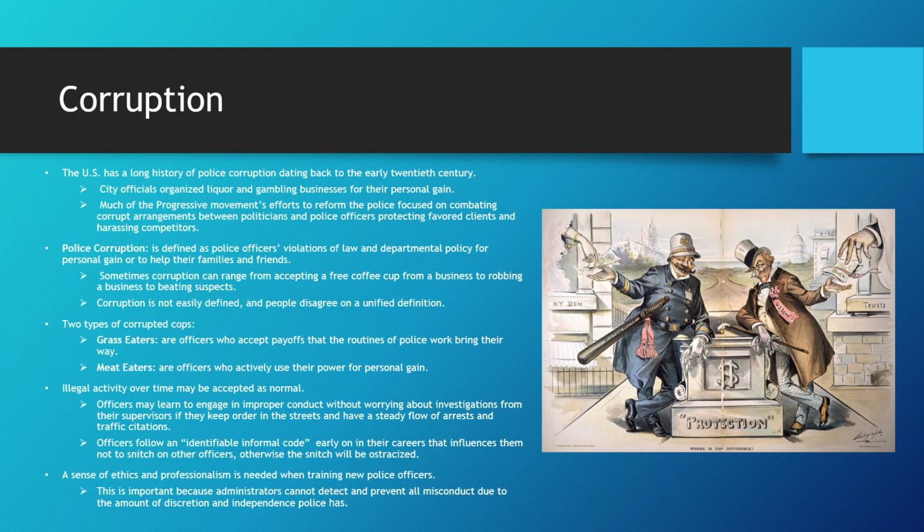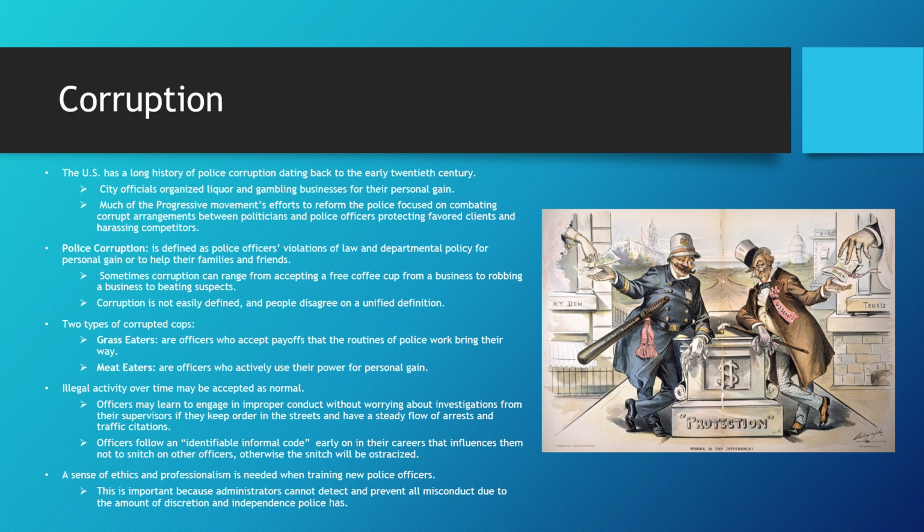Officers follow an identifiable informal code early on in their careers that influences them not to snitch on other officers, otherwise the snitch will be ostracized. Therefore, a sense of ethics and professionalism is needed when training new police officers. This is important because administrators cannot detect and prevent all misconduct due to the amount of discretion and independence police have. Therefore, that makes us wonder what kind of misconduct it will take for the police to completely lose public trust and cooperation.